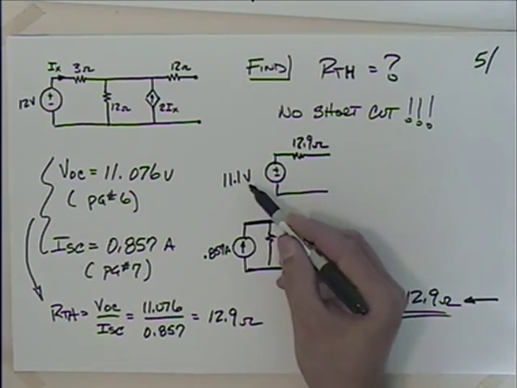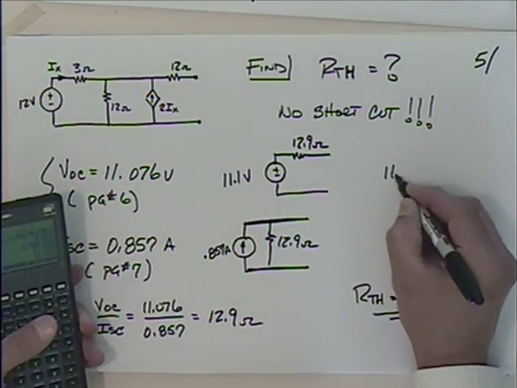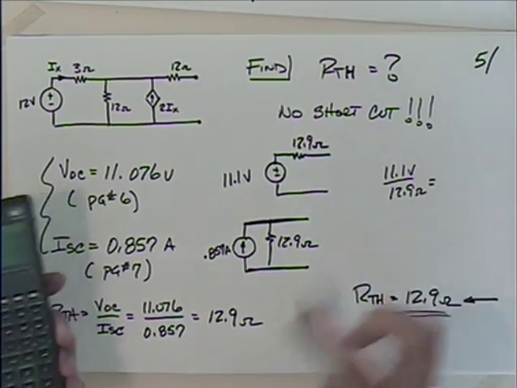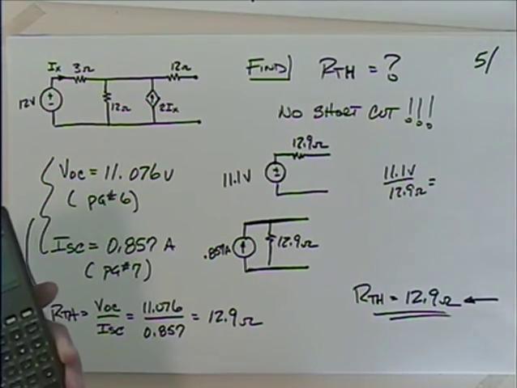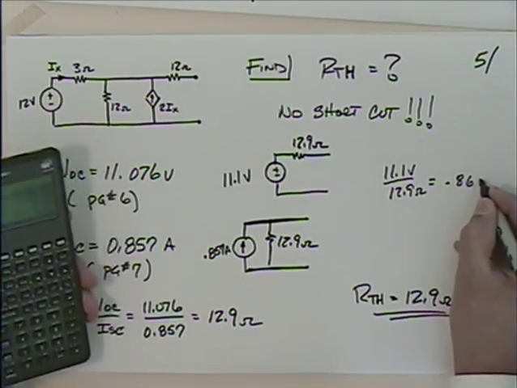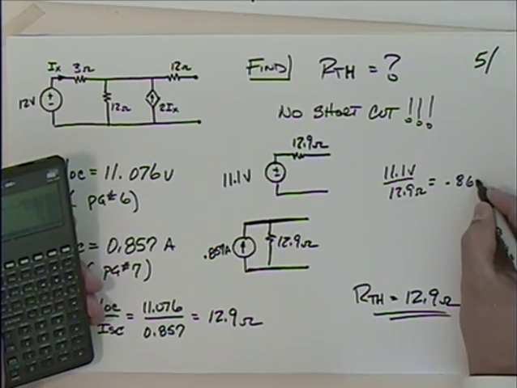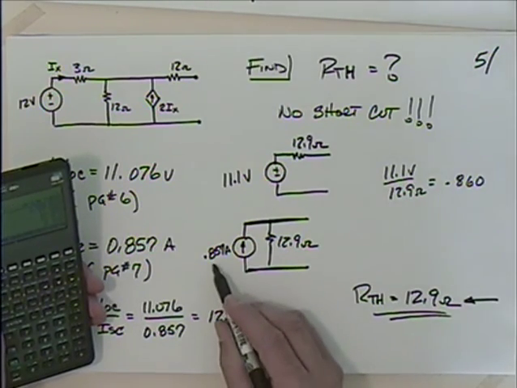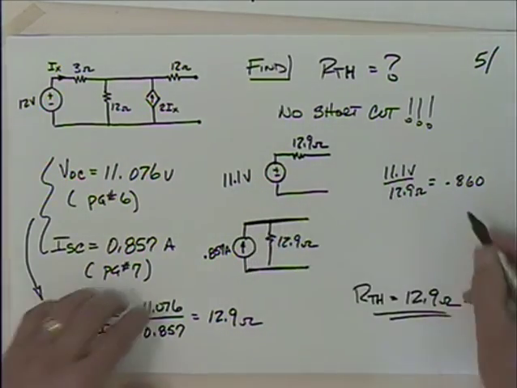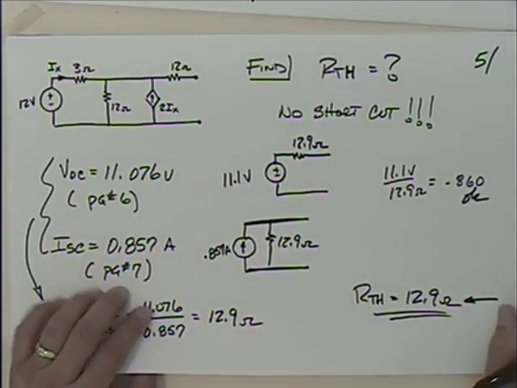If you take this 11.1 volts and divide by 12.9 ohms, what do you get? 0.860. Okay, and that's a little ways from 0.857, but we had some round off in there with that 11.1, so it should be okay.